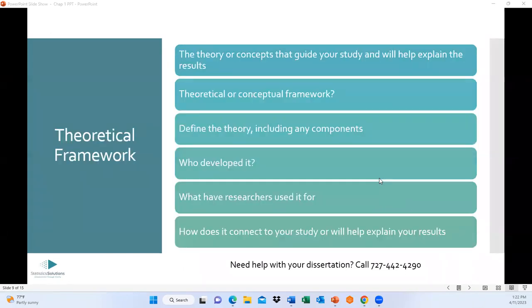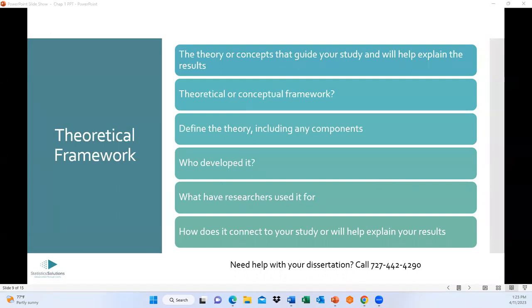Right. The next is usually the theoretical framework, and the theoretical framework is a little tricky for a lot of people. The first thing we need to do is talk about what a theoretical framework is, and then we also need to talk about the difference between a theoretical and a conceptual framework, because you've probably seen that term too, conceptual framework. Do you need one? Do you need both? What's the difference? I take a real practical approach to it.